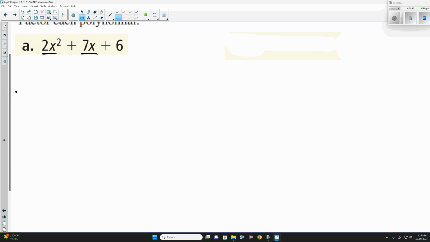If we look at this here, 2x squared, 7x, and 6, is there a number that goes into all 3 terms? No. So there is no greatest common factor, which brings us to step number 2. Our 2 sets of parentheses with 3 spaces.